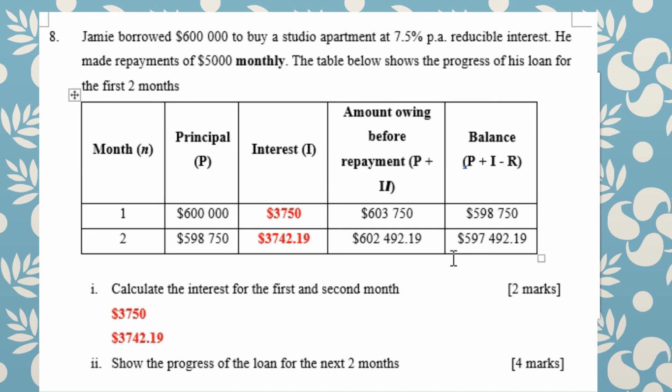So this is for the first 2 months. They ask you to calculate the interest. This is super easy. You just take this minus this. That's your interest. Take this minus this. Some of they already told you what they are doing. Here's principal, interest, P plus I minus your repayment.